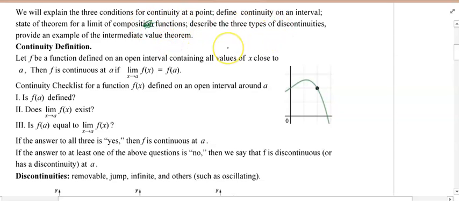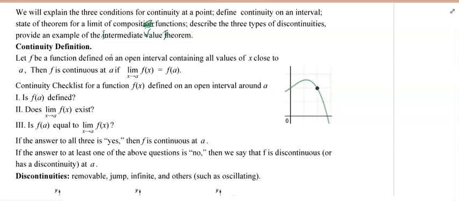And describe the three types of discontinuities, and then provide an example of the Intermediate Value Theorem, the IVT. Okay, first of all, let us look at the conditions for continuity.